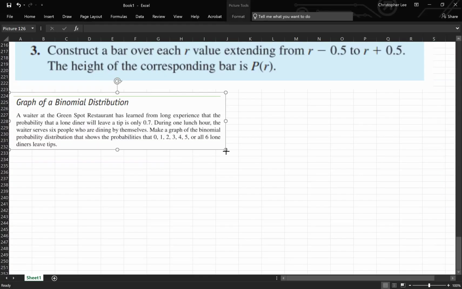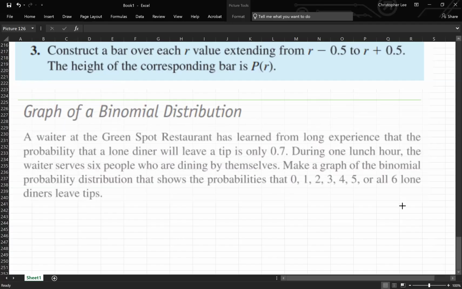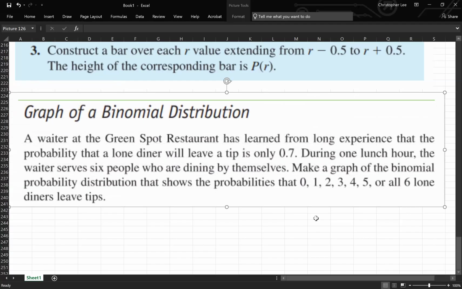So the graph of a binomial distribution. A waiter at the Green Spot restaurant has learned from long experience that the probability that a lone diner will leave a tip is only 0.7. During one lunch hour, the waiter serves six people who are dining by themselves. Make a graph of the binomial probability distribution that shows the probability that 0, 1, 2, 3, 4, 5, or all six lone diners leave a tip.